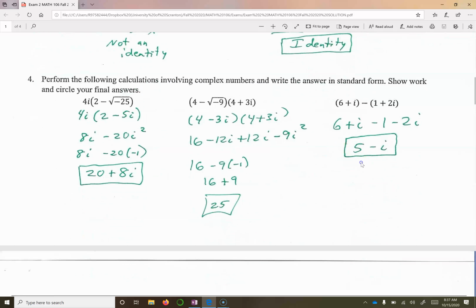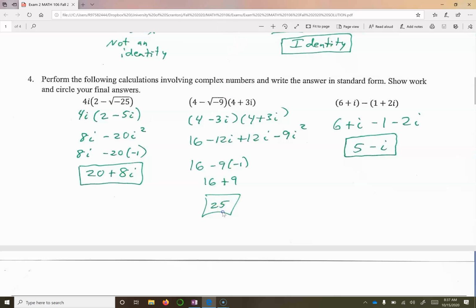Not too many problems here with 4. Again, I had these square roots of negative numbers in here to make sure you would convert them into complex numbers. So like the square root of negative 25 is just 5i. And then you have to go through here, and every time you see an i squared, change it to a -1. And then standard form, remember, is the real part of the complex answer plus or minus the imaginary part. So 20 plus 8i would be the solution for that in standard form.